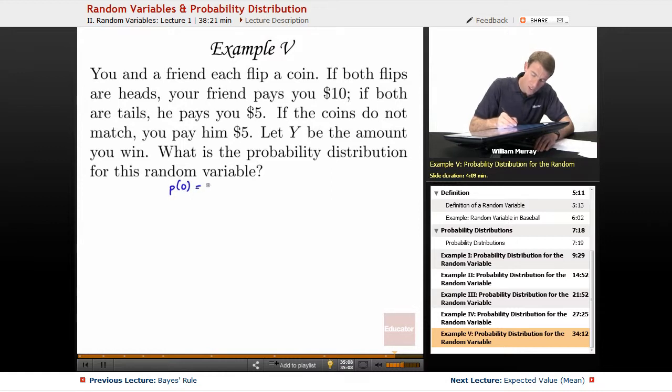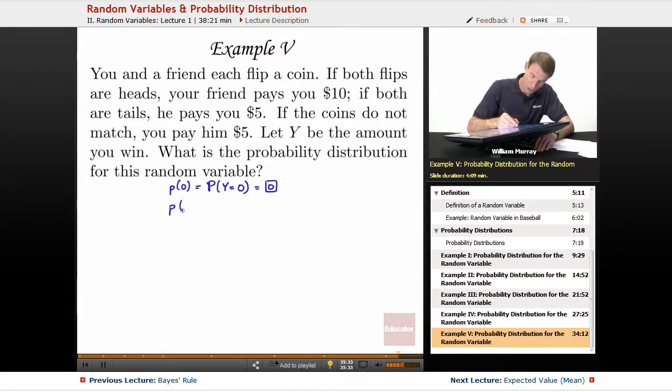Although in this case, there's no way that the random variable can come out to be exactly 0 here. Depending on what the coins show up, either your friend's going to pay you or you're going to pay your friend. And there's no outcome that leads to a 0 exchange of money. And so the probability there is 0.